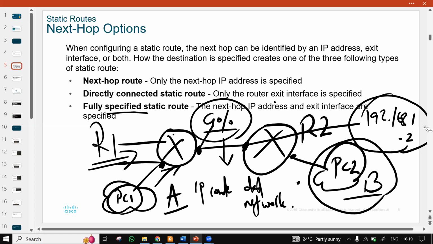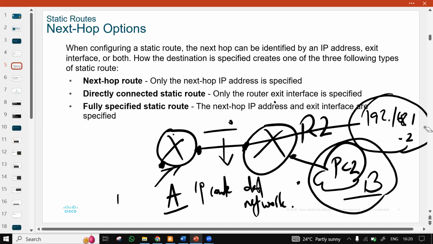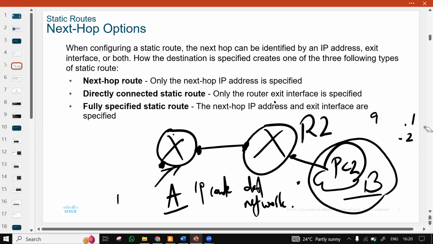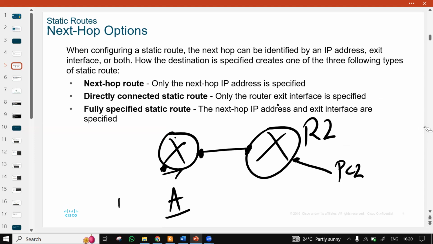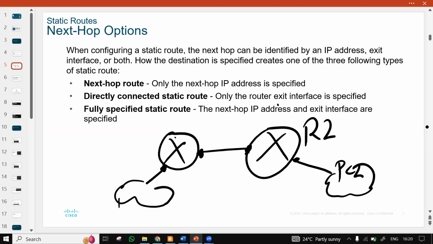So these are just ways of identifying the next hop. You can either use the IP address of the next router, which is called the next hop route, you can use the exit interface, which is called the directly connected static route, or you can use both, which is a fully specified static route. Where is it necessary to use a fully specified route? Let me give an example. Let's take an example of IPv6, I think that's the easiest one to understand how a fully specified static route works.